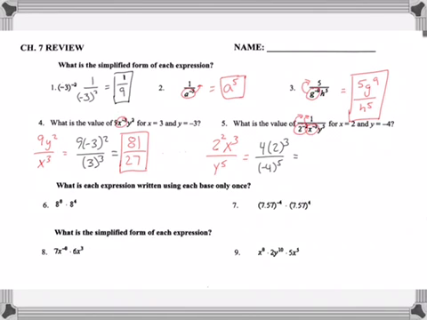Well, 2 to the 3rd power is 8. 8 times 4 is 32. And then negative 4 to the 5th power is a negative 1024. So this becomes our answer.